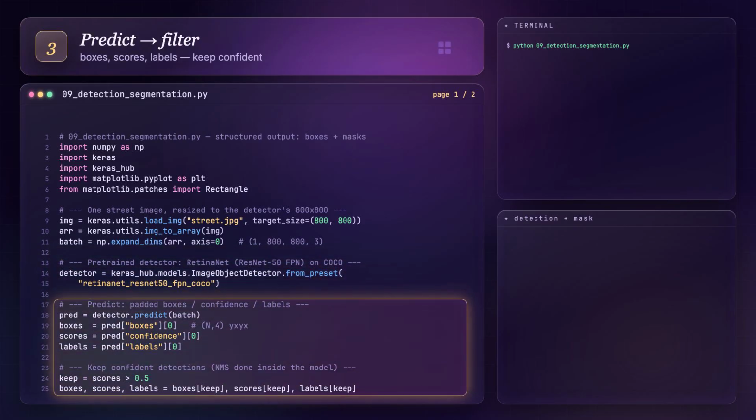We call model.predict on the batch and get back a dictionary, boxes, confidence, and labels, each padded out to a fixed number of slots. Real detectors always pad. Most of those slots are empty. So we filter, keep only the detections whose confidence clears the threshold, say 1/2. The non-max suppression we talked about is already done inside the model. This threshold is the last cut.